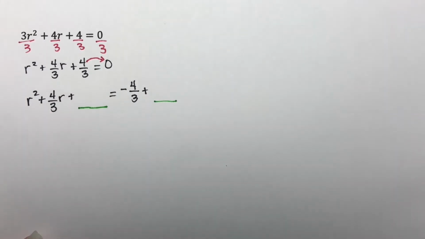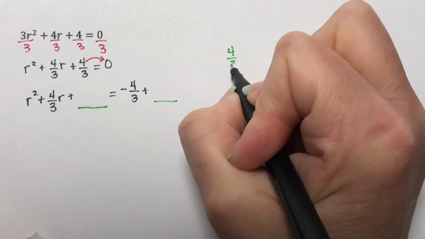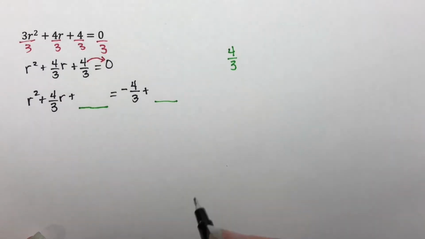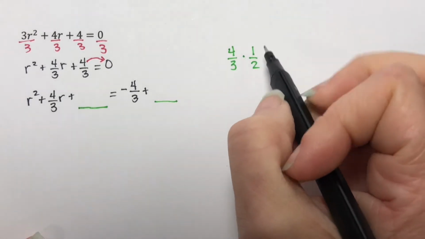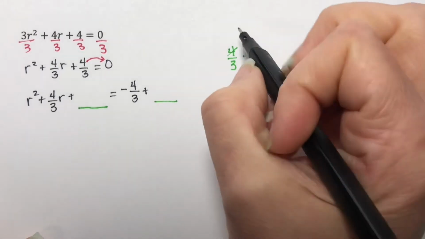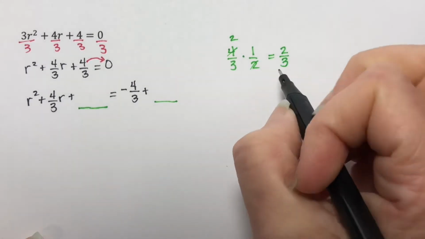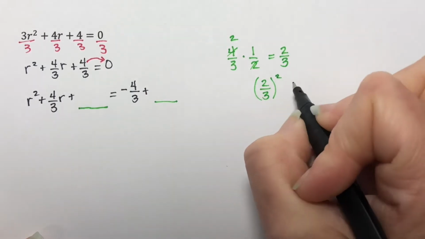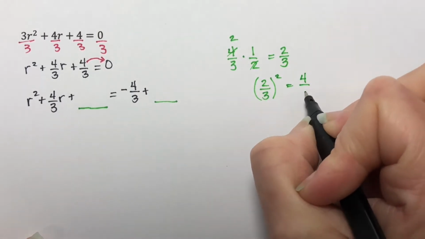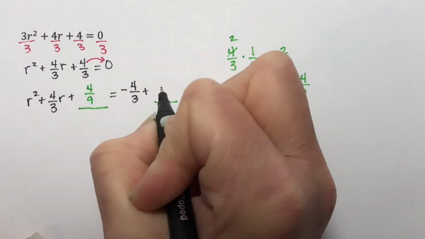So I come off to the side and I take the coefficient of r, which is 4/3, divide it by 2 or multiply by 1/2. If I did multiply by half, this 2 and the 4 reduce to a 2, so this is 2/3. Now I take that 2/3 and I square it, which would be 4/9. So I'm going to add 4/9 to both sides.